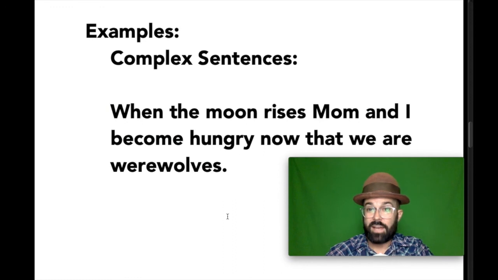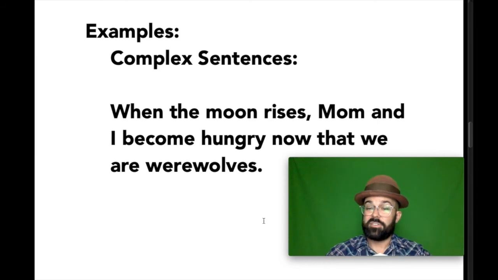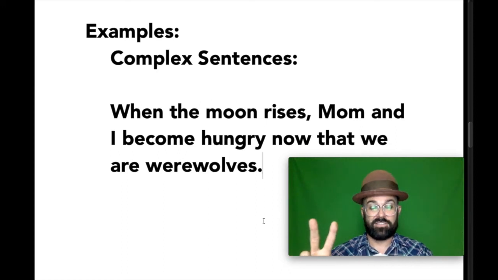Let's take a look at another one. When the moon rises, Mom and I become hungry now that we are werewolves. Okay, so this one is a little bit different than those other two as well. Let's see if we can figure out why. In this example, we have 3 different clauses. We have 1 independent clause, but 2 dependent clauses. Can you find them?